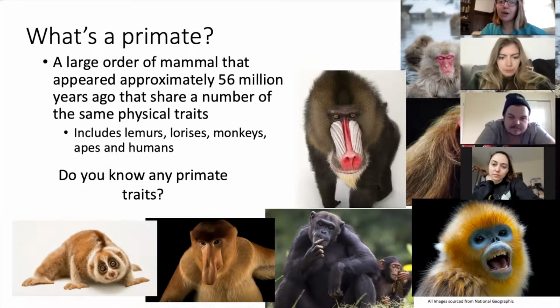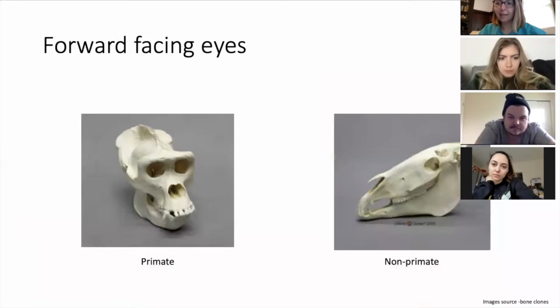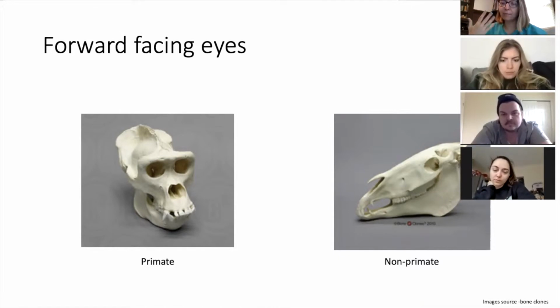But the ones we're going to talk about today are skeletal traits, particularly traits that we see on the skeleton, and specifically the ones we see on the skull. There's two big ones I want you guys to learn today. The first one is forward-facing eyes.